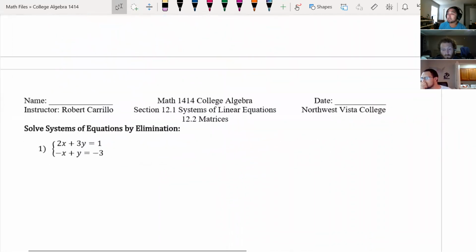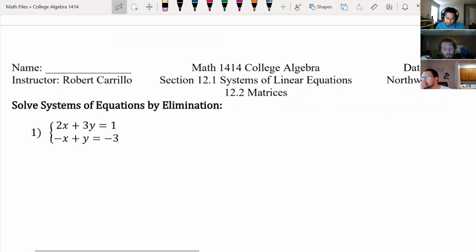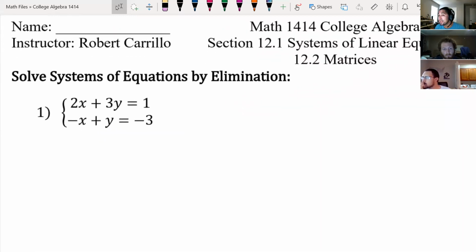All right, the next method is the elimination method, and this is the best method. It is the fastest because you get to eliminate a variable. And the best part about this method is that you get to manipulate both equations by whatever numbers you like, as long as it will eliminate a variable.